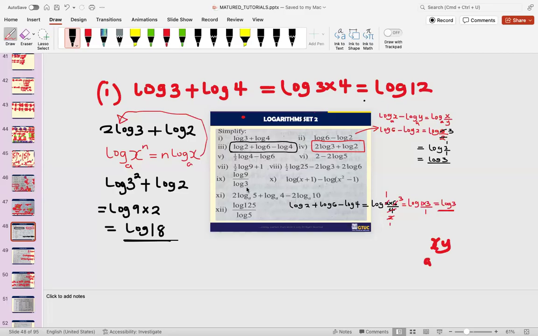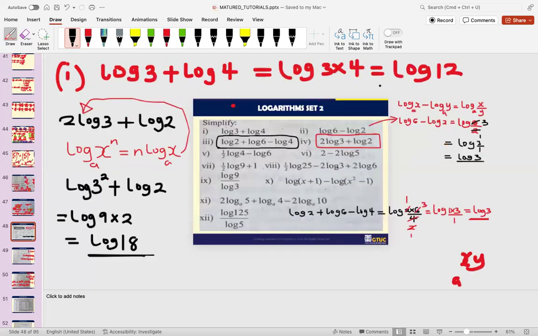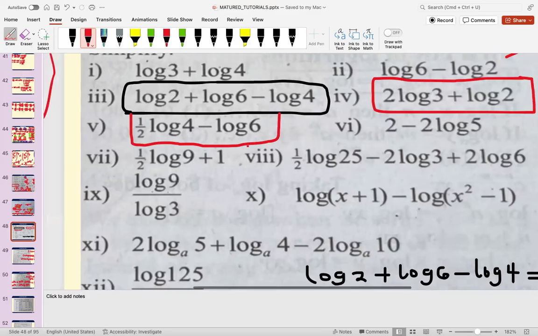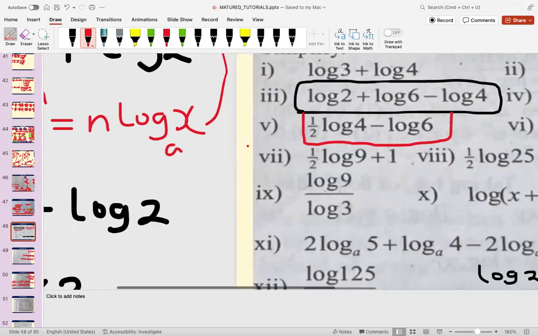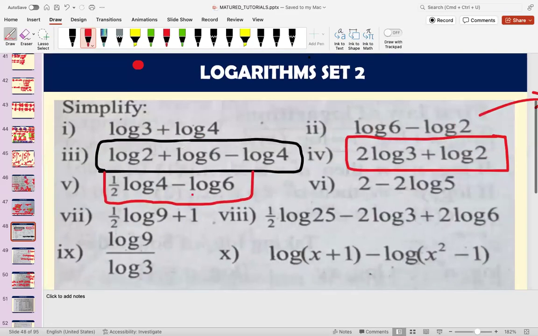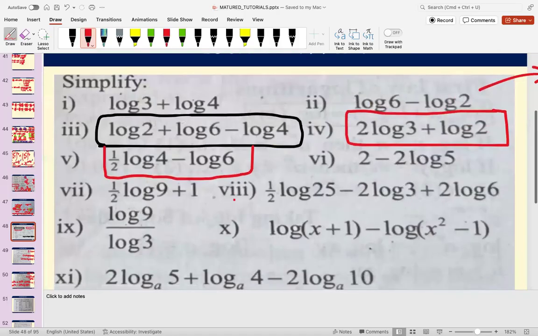Any question before I do the 5th one? So far, the examples we have done. If you have a question, you can ask before I do the 5th one. Any questions so far? Okay, so I presume you are with me as we move along. Let's move to the 5th question. Now, the 5th question, we have it here, half log 4 minus log 6.